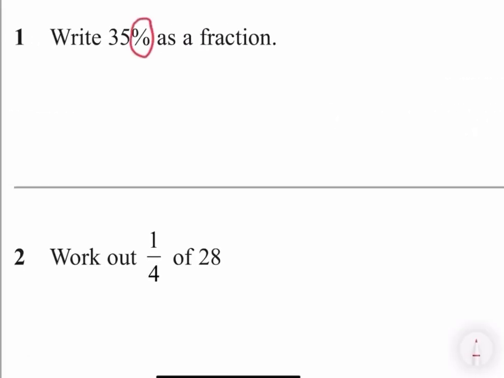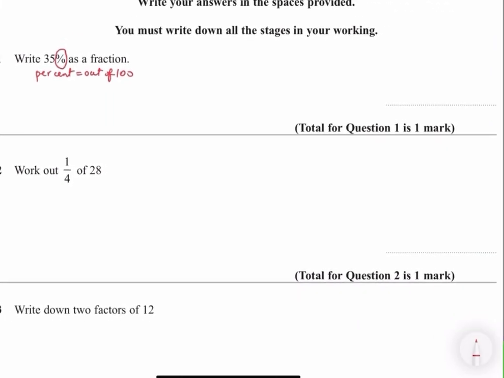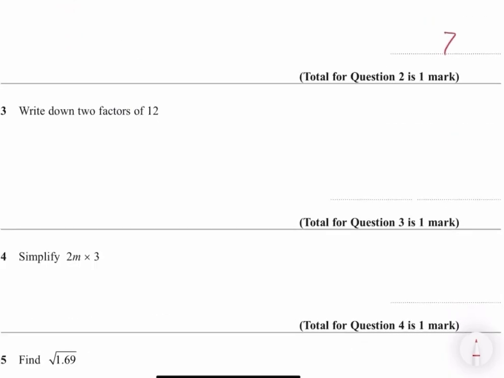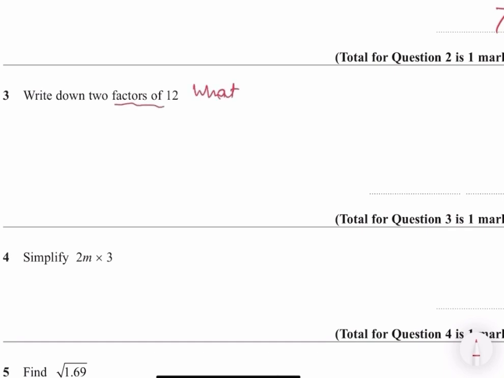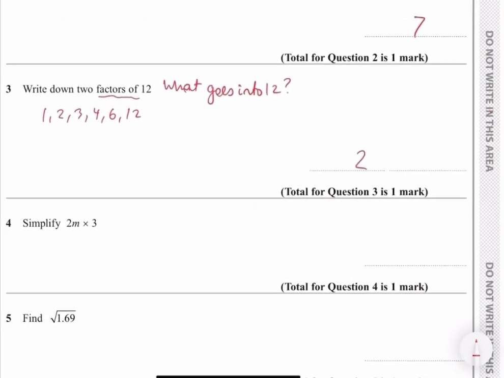Question 1, 35% as a fraction. You know percent means out of 100, so it can be written as 35 over 100. No need to simplify. A quarter of 28 is just divided by 4. Factors of 12, what goes into 12? Just pick any two and write them as your answer.